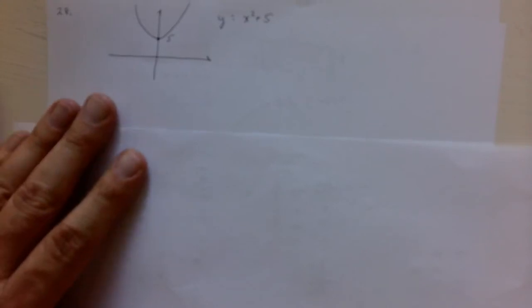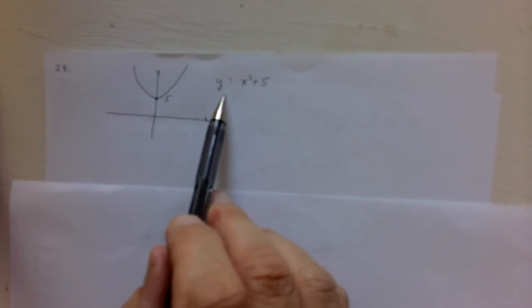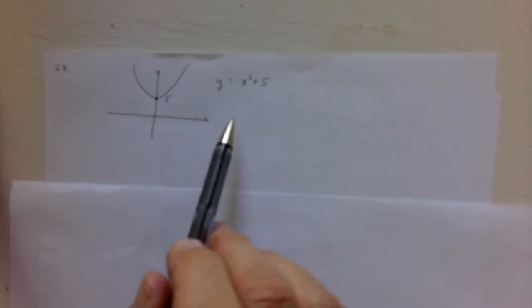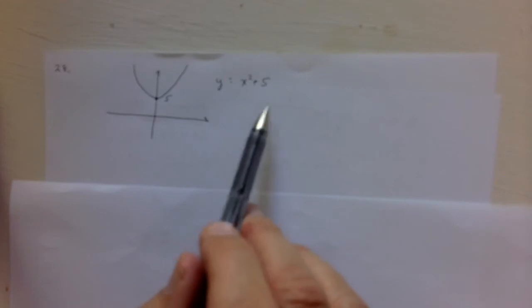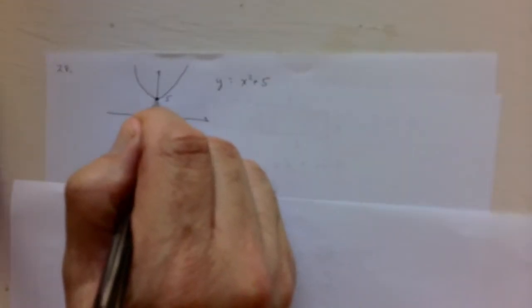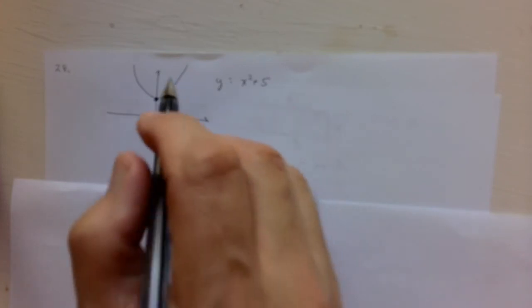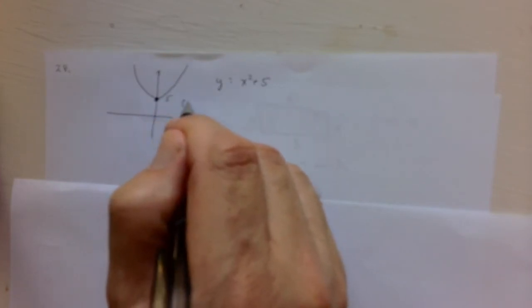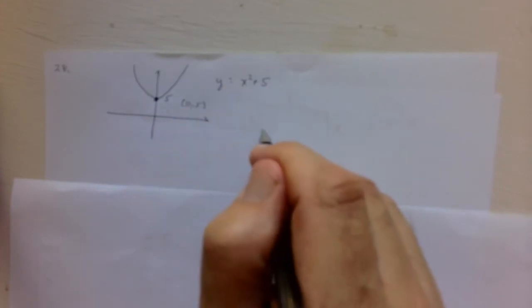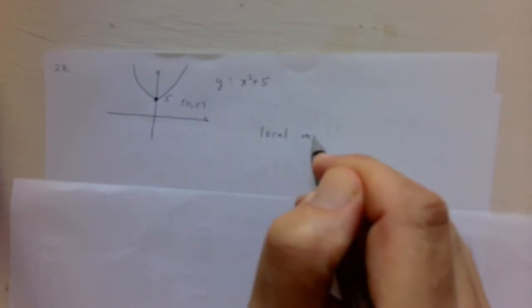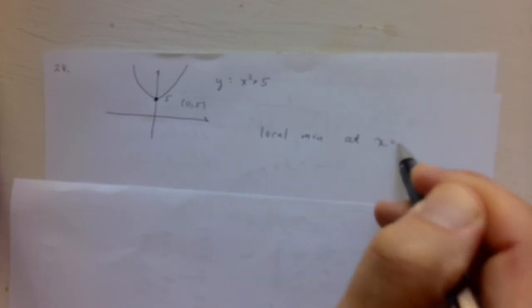So this next problem is 28. And this is another conceptual problem asking about local max, local mins. You had to graph y equals x squared plus 5 first. That, of course, took the graph of y equals x squared and shifted it up 5 units, so the graph looks like this. Obviously, there's no maximum. There is a minimum. So this point represents the local minimum. And I was asking for the x-coordinate. The coordinate of this point, the x-coordinate is 0, the y-coordinate is 5. So we have a local min at x equals 0.